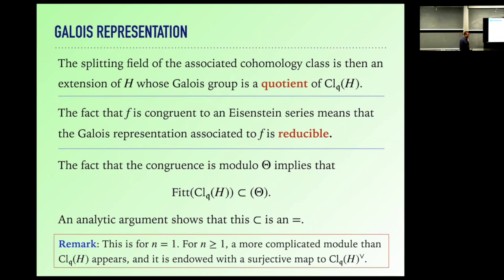Remark: this is only for n equals 1, the unramified case. For n greater than or equal to 1, a more complicated module shows up, which is the Ritter-Weiss module, endowed with a surjective map to the dual of the class group. So then you only get inclusion of the Fitting ideal of the dual. As written here, this slide is correct, but only because I was assuming n equals 1 without telling you that until I got to the end, not imagining that anybody could recognize that that would be an error in the general case. So that was very impressive.